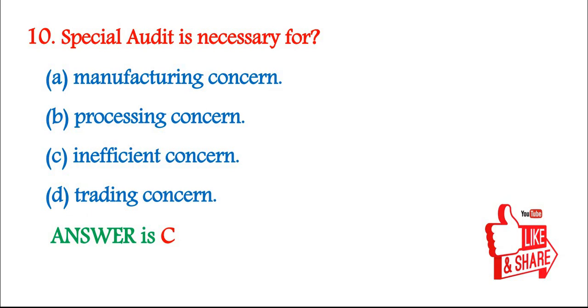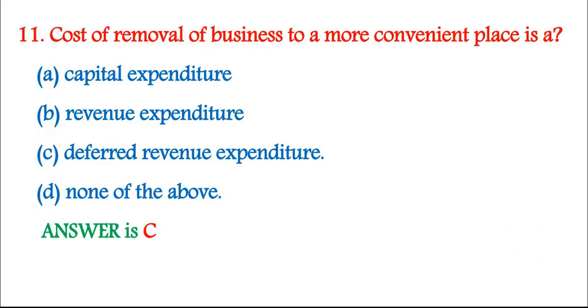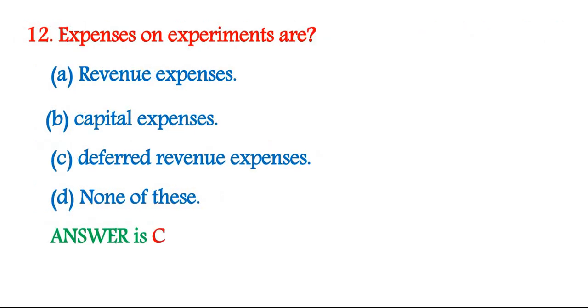10. Special audit is necessary for A. Manufacturing concern. B. Processing concern. C. Inefficient concern. D. Trading concern. Answer is C. 11. Cost of removal of business to a more convenient place is A. Capital expenditure. B. Revenue expenditure. C. Deferred revenue expenditure. D. None of the above. Answer is C. 12. Expenses on experiments are A. Revenue expenses. B. Capital expenses. C. Deferred revenue expenses. D. None of these. Answer is C.